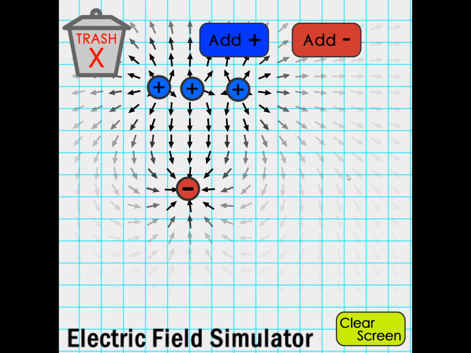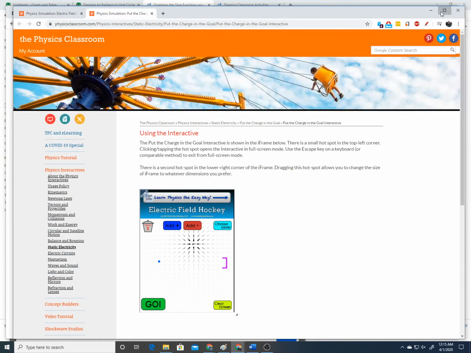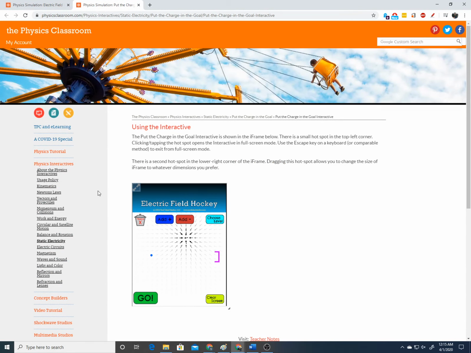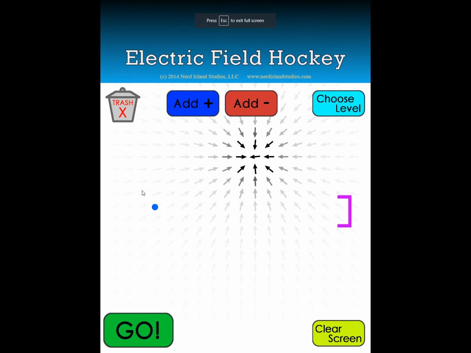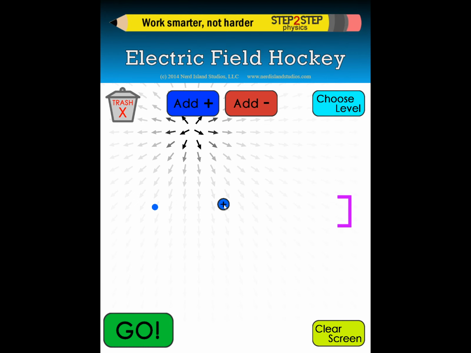It's super, super easy. The second part of your homework, there are some of you that already did this. Even if you submitted this assignment and you told me how many levels you played, I do want you to take some more time with it. This electrical field hockey is just you trying to manipulate your charge so it goes into a goal. You're going to add charges to try to influence it.